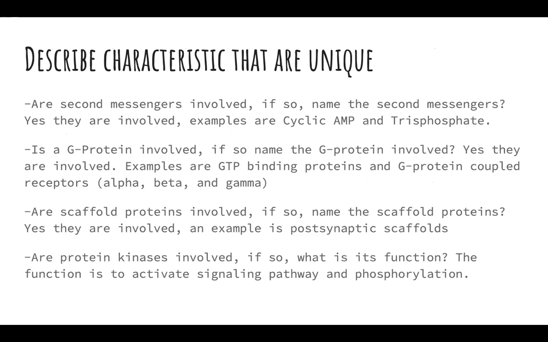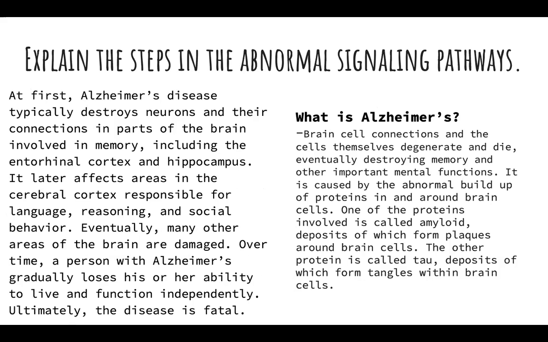Are second messengers involved? Yes, second messengers are involved. Are G proteins involved? Yes, they're involved, and they are alpha, gamma, and beta. Those are three examples. Are scaffold proteins involved? Yes. And is protein kinase involved? The function of protein kinase is to activate signaling pathways and explain the steps of the abnormal signaling pathways.